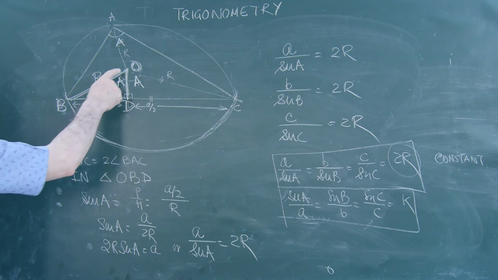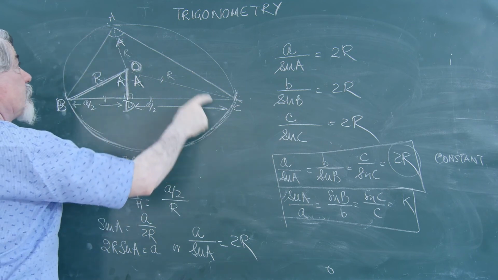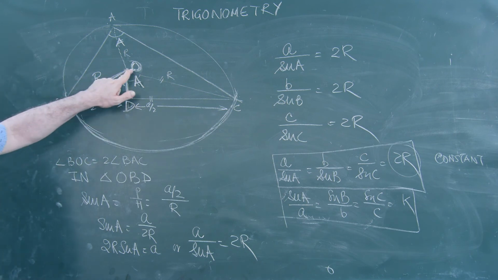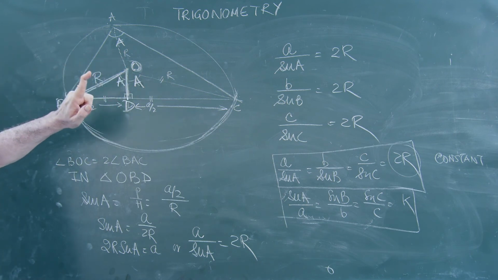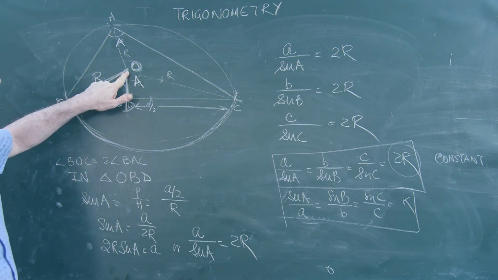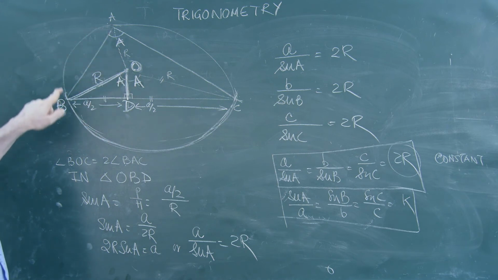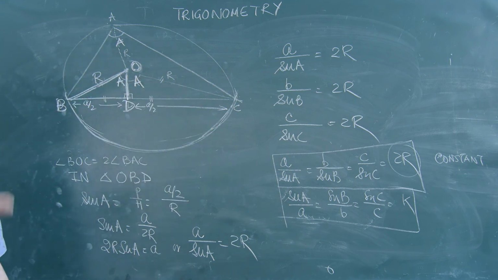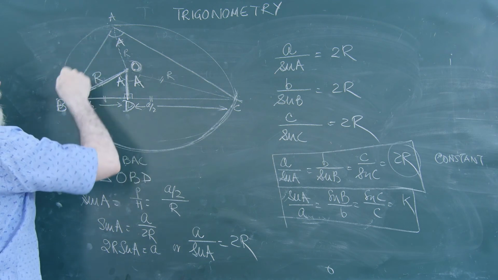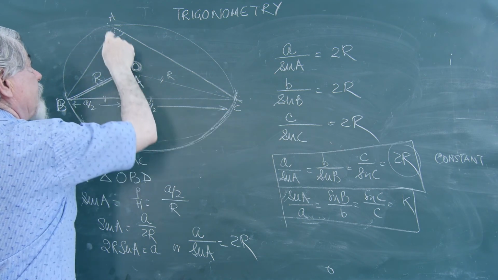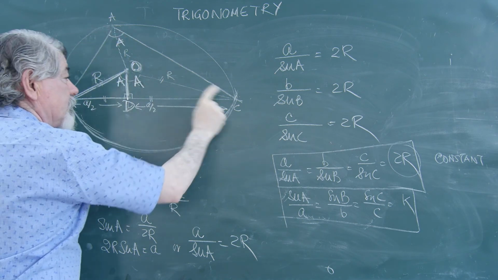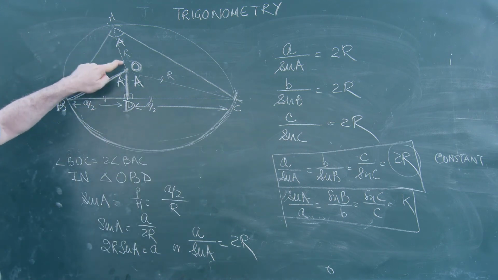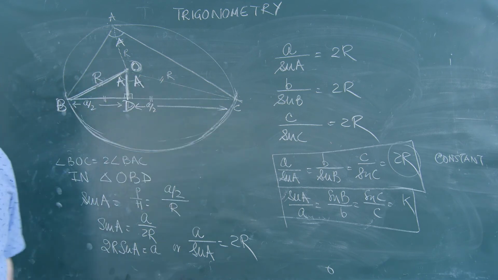Once again, O is the circumcenter of this triangle. ABC is any triangle. Circumcenter means if with O as center and OA, OB or OC as radius, I draw a circle, it will pass through points A, B and C, and O will be equidistant from A, B and C. So O is called the circumcenter. OA, OB and OC are called the circumradius.